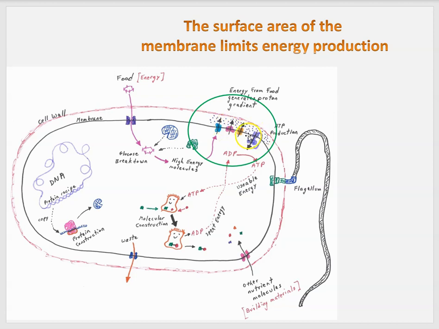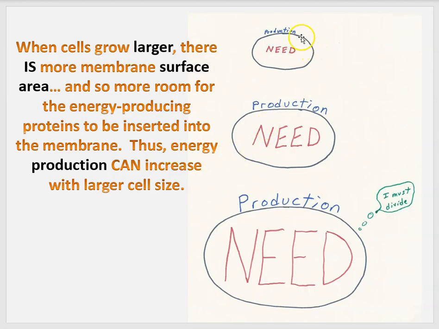Because the energy-producing proteins are in the membrane, the total amount of membrane surface area is going to put an upper limit on how much energy can be converted. And now then, that's going to help us understand why cells must remain small. In this picture on the right here, we see a cartoon bacteria cell, and then the words production and need. The word production refers to the energy producing and converting capacity of the cell by those proteins inserted into the cell membrane. And need will be the energy needs of the cell to carry out the basic chemistry of life.